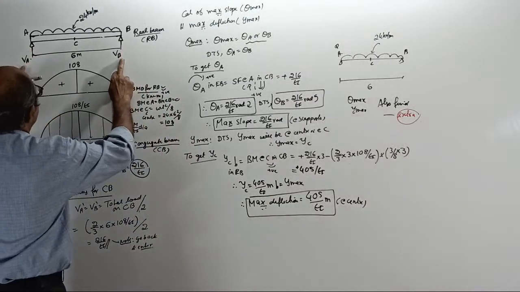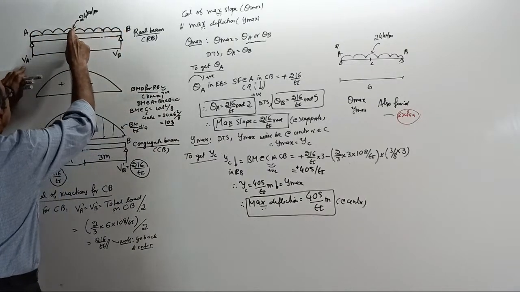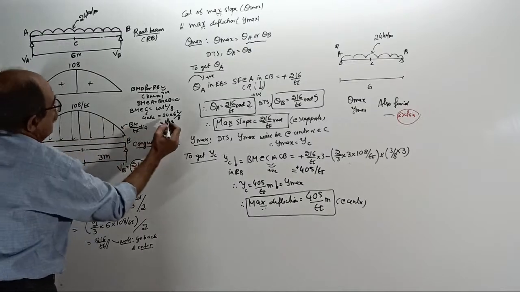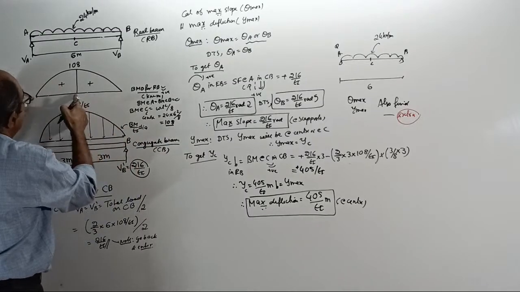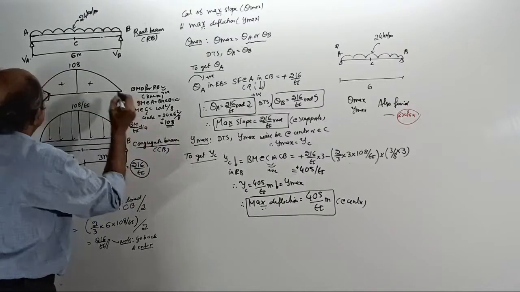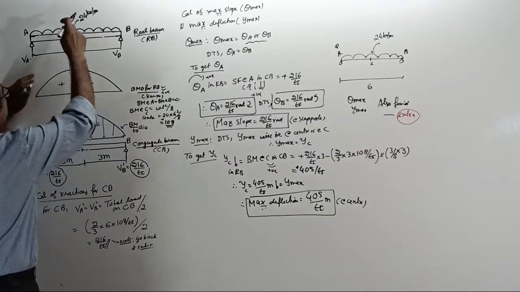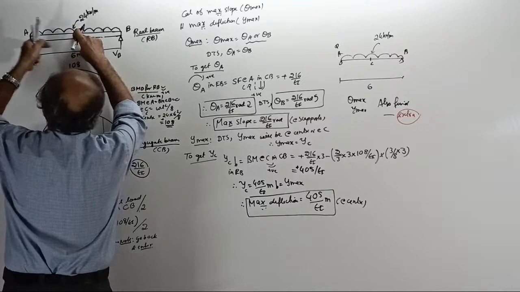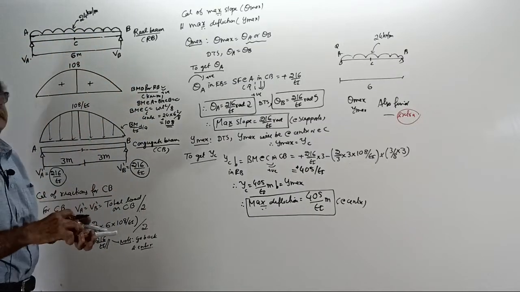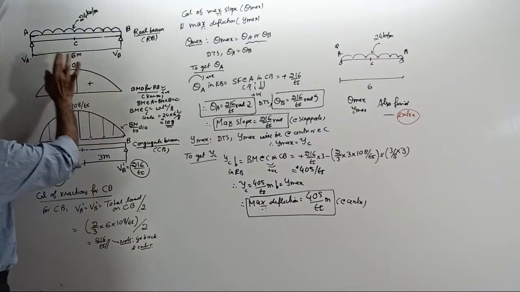Reactions are not required because you know the center BM is WL square by 8. I have shown the calculation here, see. 0, 0, center WL square by 8 is 108, positive. So, plus 108, this is the BMD. Even if you find the reaction, what do you have to do? Reaction into 3 minus 24 into 3 into 3 by 2, that only is WL square by 8. So, for the time being, reactions are not required.